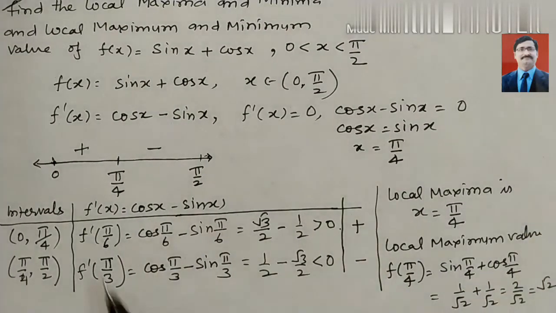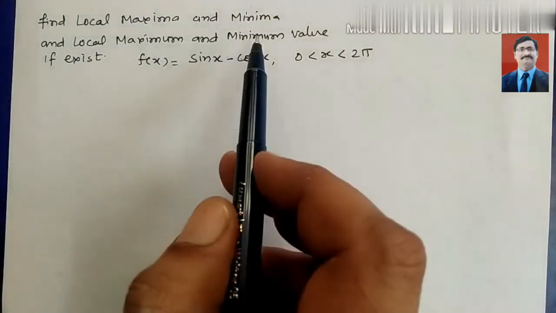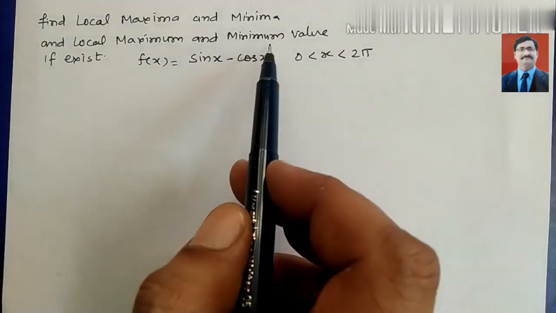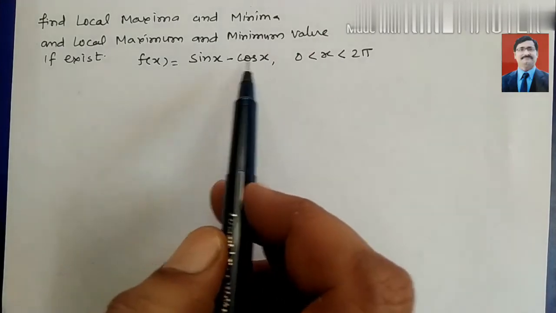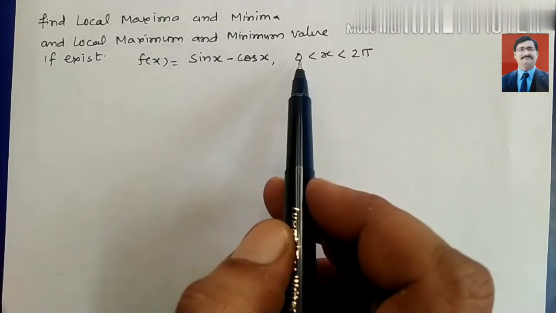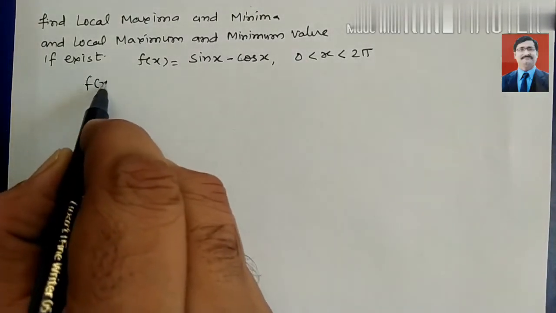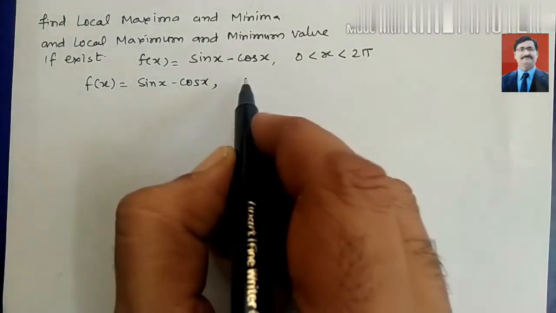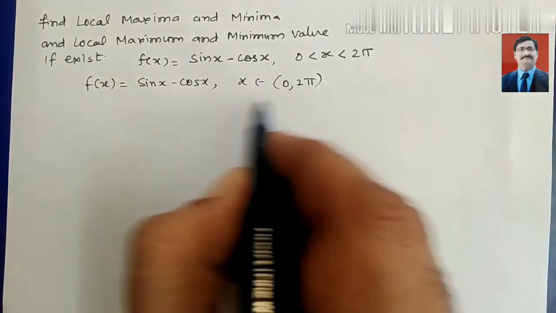All of you understand, this is a very simple and very important question we have done. Find local maxima and minima, and local maximum and minimum values if they exist. Here f x is given to you as sin x minus cos x, where x is greater than 0 and less than 2 pi. Look here, this function is given to us, sin x minus cos x, and x belongs to 0 to 2 pi. This is the open interval.